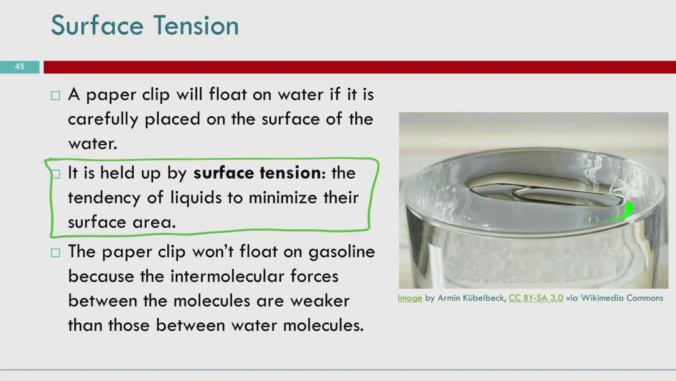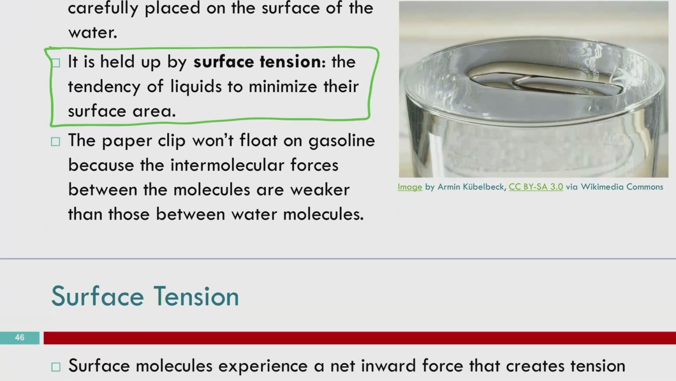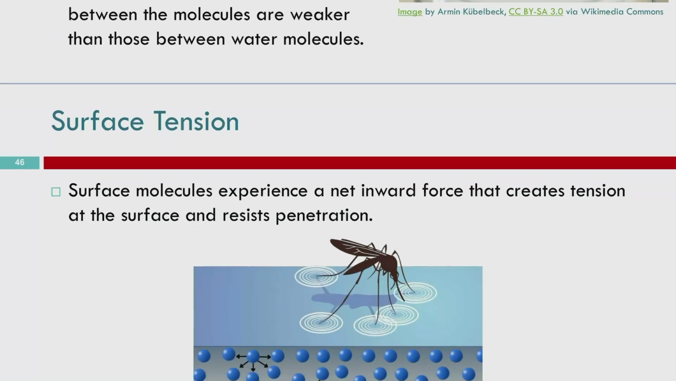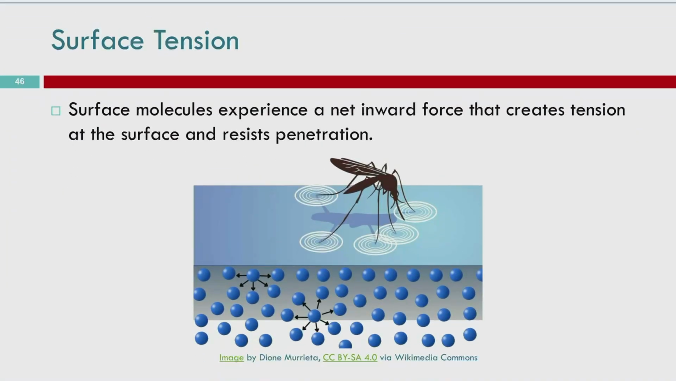Don't try to do this on gasoline, because you'd be smelling too much of that delicious, beautiful gasoline smell. And it's also really flammable, so don't do it. But if you try it on gasoline, it's not going to work. The paperclip will just go right into the gasoline because of the weaker intermolecular forces. Surface tension is also the reason that mosquitoes and other insects can stand on water. Hate mosquitoes. Again, it's because of surface tension.